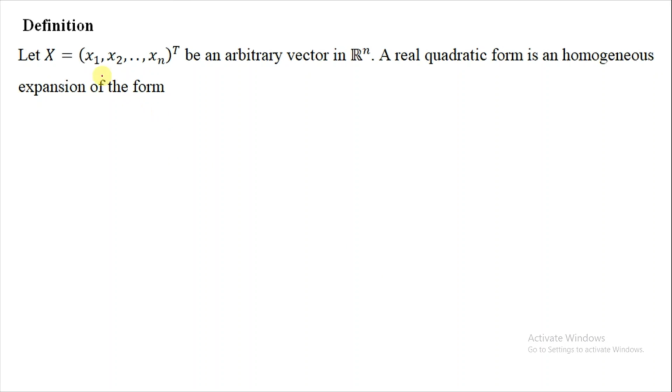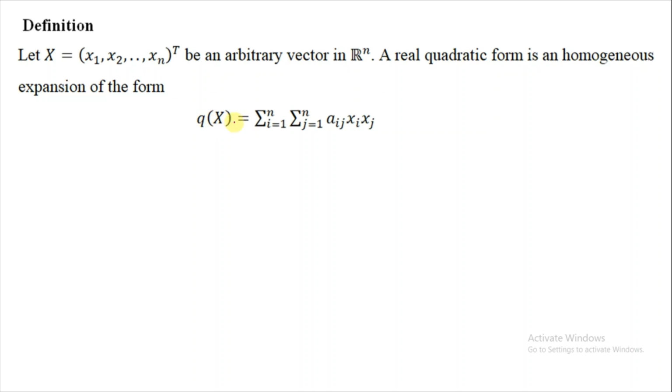The definition: let x be an arbitrary vector in R^n space. A real quadratic form is a homogeneous expansion of the form. Homogeneous means each term has the same degree. Quadratic means each term has degree 2.